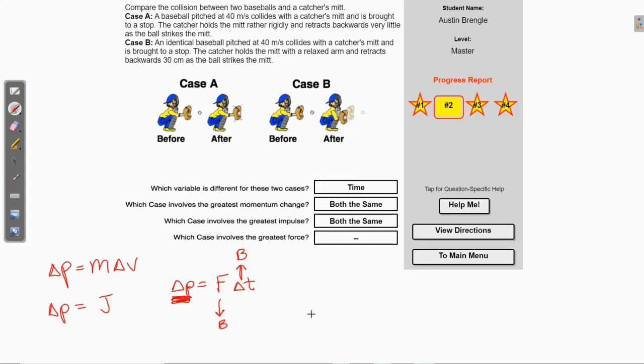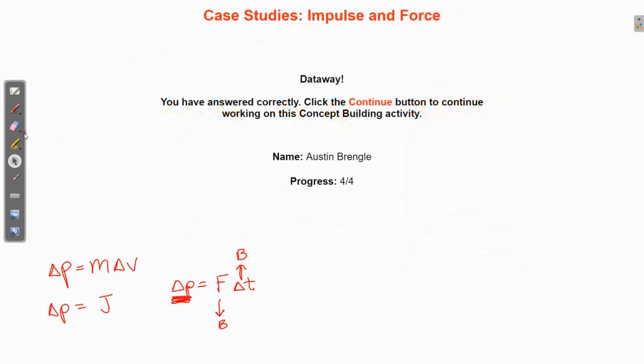When you move that mitt back and increase the time that the ball is impacting the mitt, then you are effectively reducing the force that is felt by the catcher's hand when he catches the ball. Versus the case A, where he just keeps it still, there's a very small impact time and a very large force felt by the catcher. So we'll go ahead and plug in A for the greatest force here. Check our answer, and we nailed it.